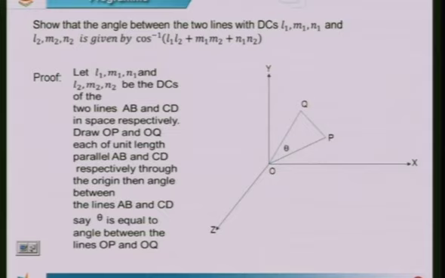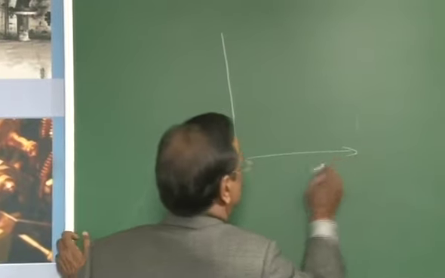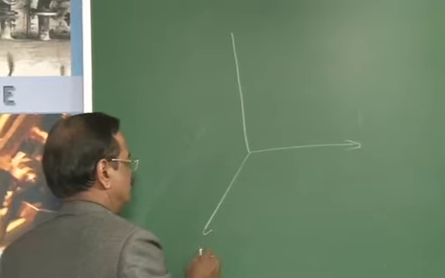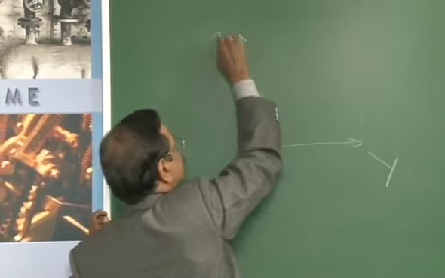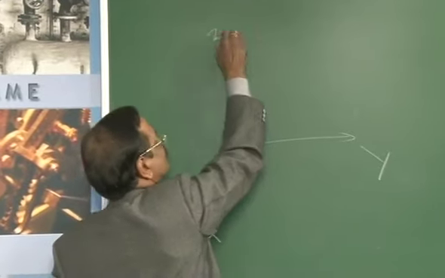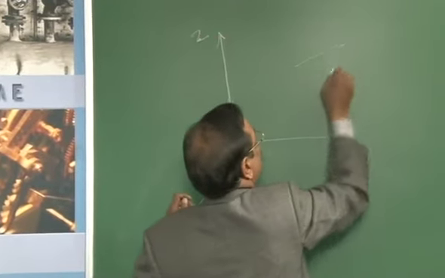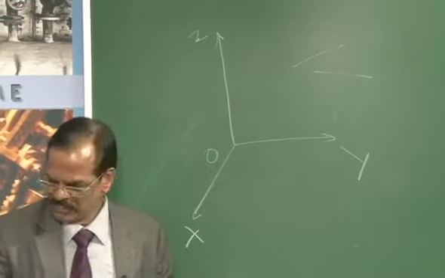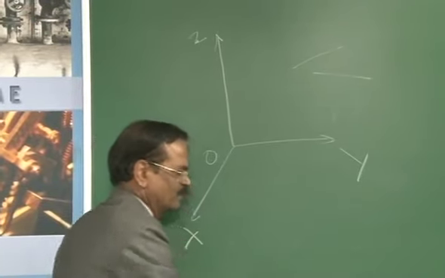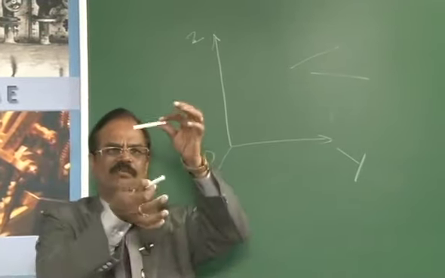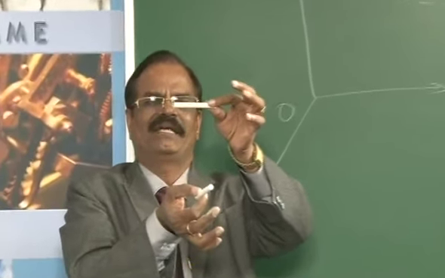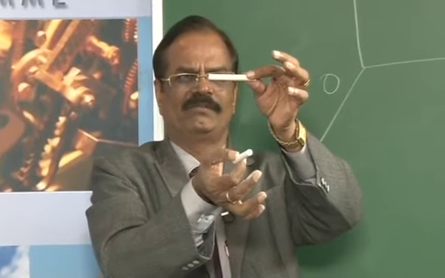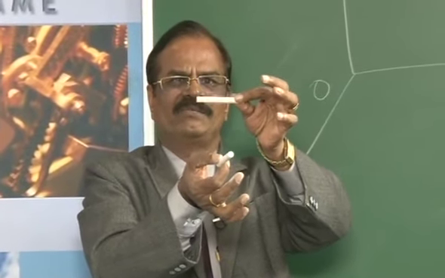Think of two lines in space, say with the x axis, y axis, z axis like this, and the origin. Say here are two lines somewhere, they are in space. The DCs of this line are l1, m1, n1, and the DCs of this line are l2, m2, n2. So I have to find the angle between these two lines.